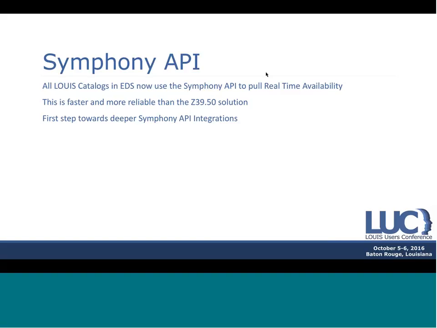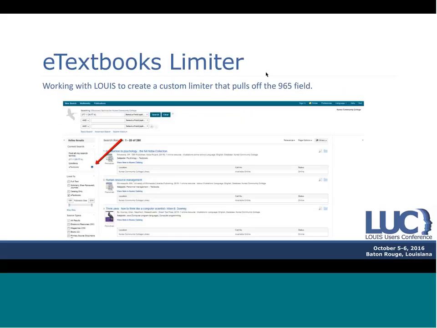So the first project that we did was the Symphony API integration with real-time availability. At this point, I believe all of the Lewis catalogs are using the Symphony API in order to pull in that real-time availability information. This is a slightly faster method than what we were getting out of Z3950. It appears to be more reliable so far. I'm really positive about it. It was kind of our gateway into working on deeper Symphony API integrations. And we've got a lot of different projects that we're working on to try and dig deeper and deeper into that.